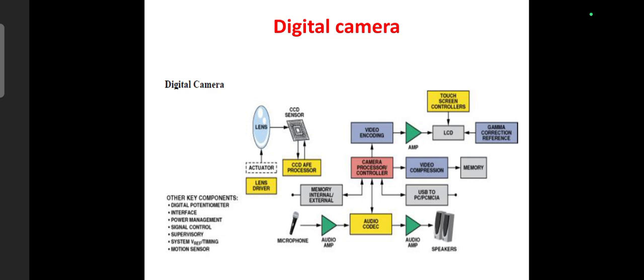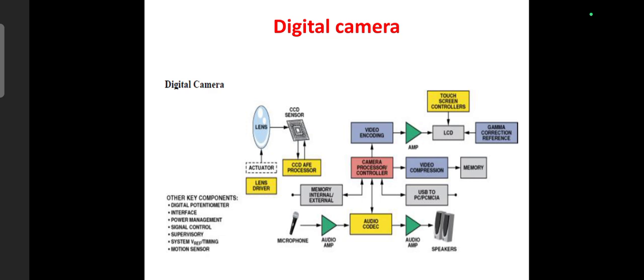This processor is one of the smartest parts of the camera. The processor performs several operations automatically. It adjusts brightness, improves contrast, corrects colors, reduces image noise, sharpens the image, and compresses the image into a digital format such as JPEG or RAW.